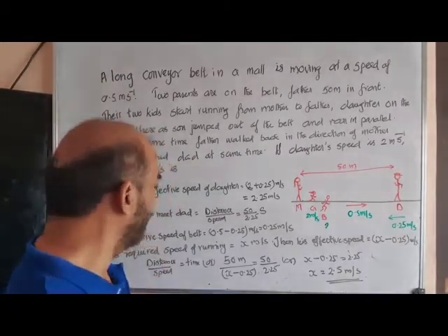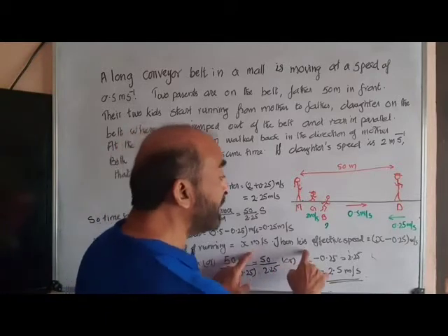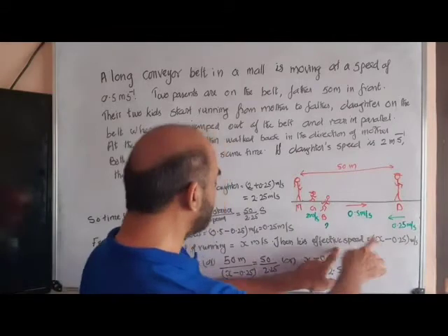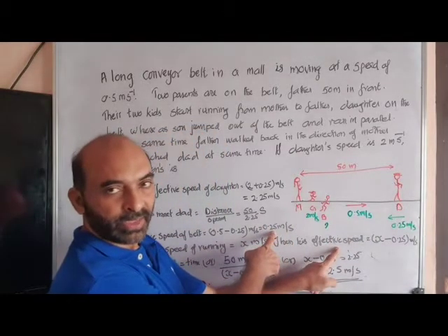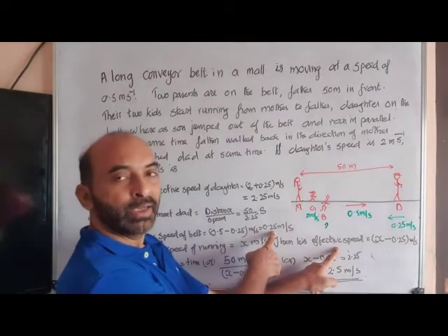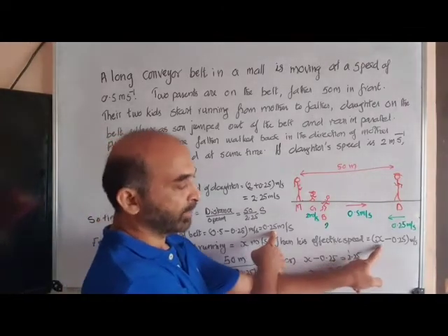Now, suppose the boy's required running speed is x meter per second. Then his effective speed is x minus 0.25, because effectively the belt is moving ahead with a speed of 0.25. So that has to be subtracted from here.